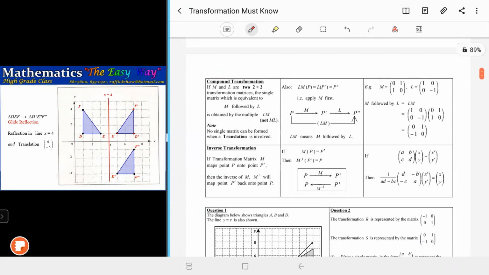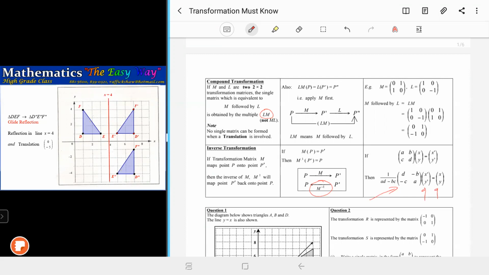We did 2 transformations today. We did multiple questions, for example, M followed by L is LM. We did a question like that today. And we did the inverse transformation today. Remember the question with N? We used the inverse matrix. We have to calculate the inverse matrix using 1 over the determinant times the adjoint, and then multiply the inverse matrix by the image point to get the object point.